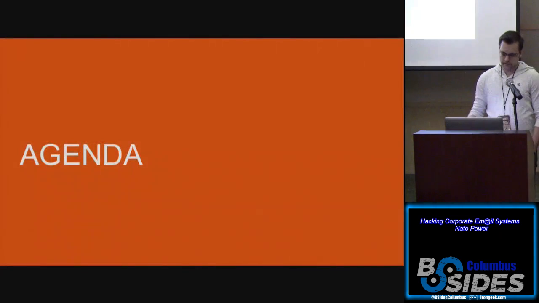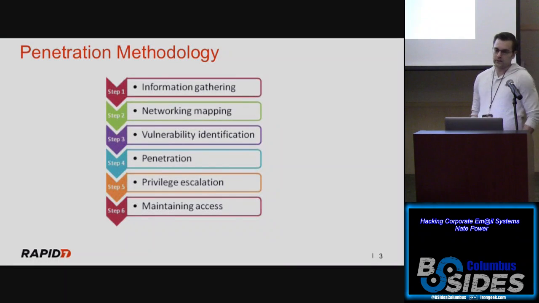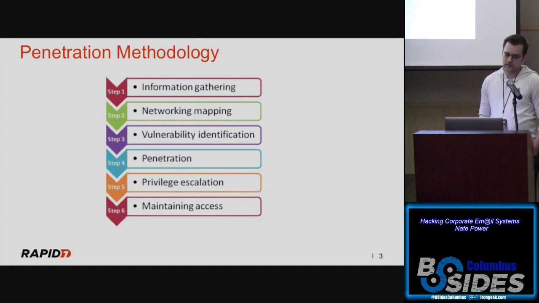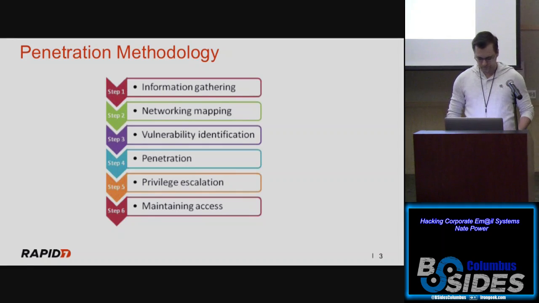Okay, so our agenda for today, we're essentially following the pen tester methodology: doing information gathering, trying to identify the systems on the network, identify vulnerabilities in these systems, penetrate, escalate privileges, and then maintain that access. The majority of the talk today is going to cover steps 1 through 4, but at any one time, I would say step 1, we're always in a constant state of information gathering. It's just something to keep in mind.